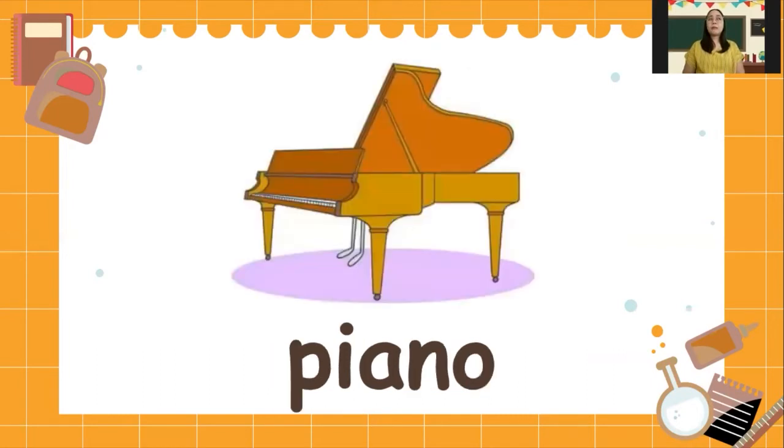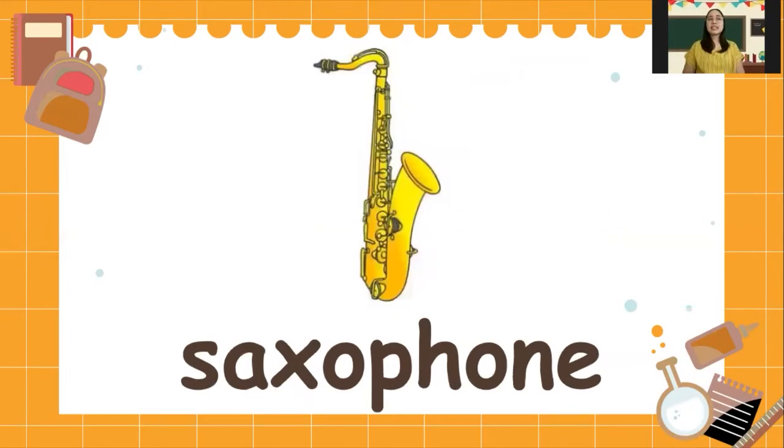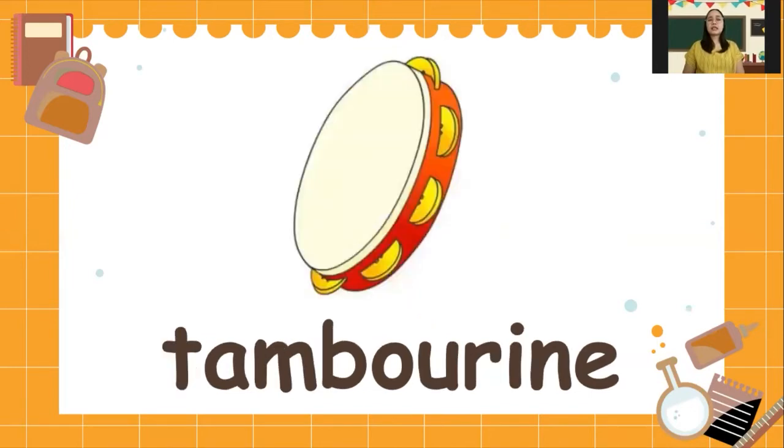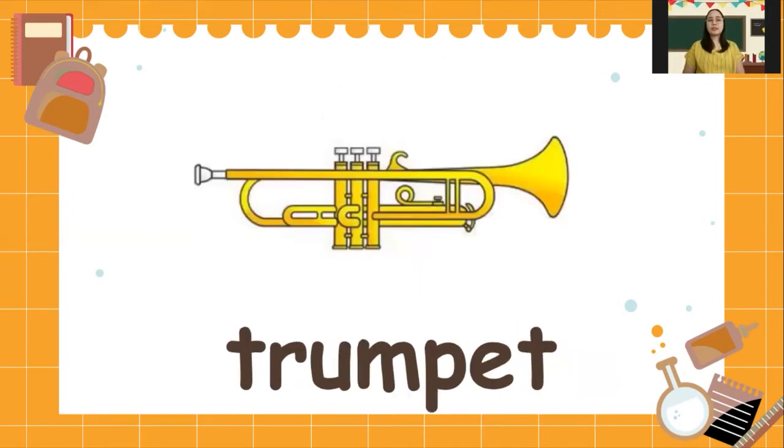Piano. Again, please. Piano. Saxophone. Again, please. Saxophone. Tambourine. Again, please. Tambourine. Trumpet. Again, please. Trumpet.